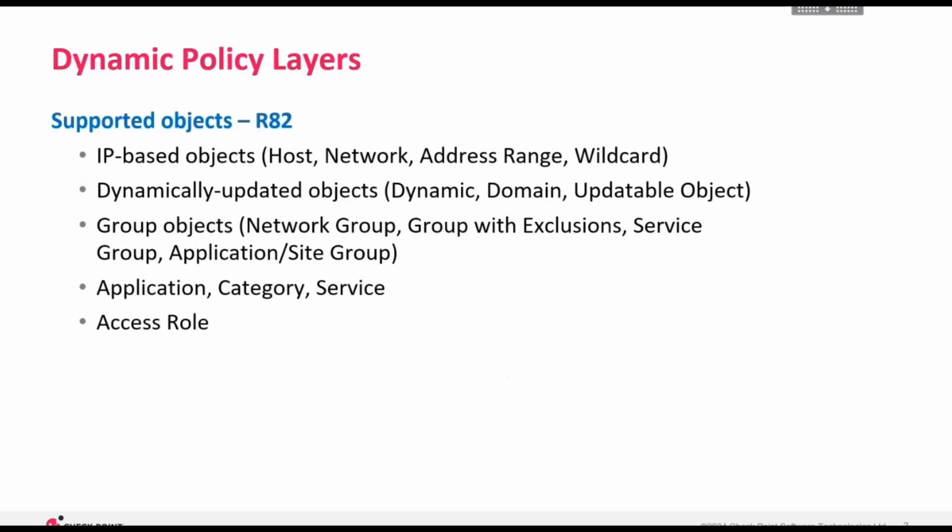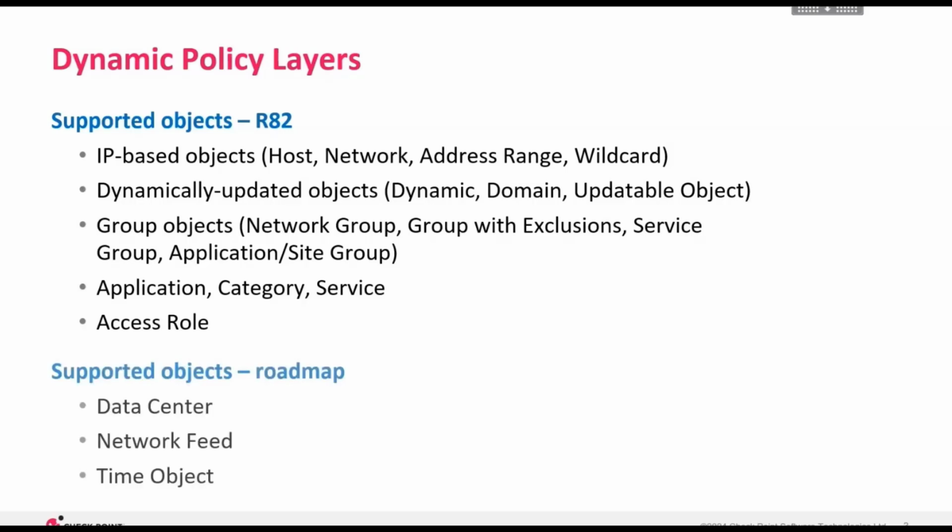The supported rule-based objects in R82: IP-based objects, host, network, address range, and wildcard, dynamically updated object, dynamic domain updatable, all types of groups, network, application, service, application, category, and service objects, and all Identity Awareness objects. And the supported objects in the roadmap are data center objects, network feed, and time objects.